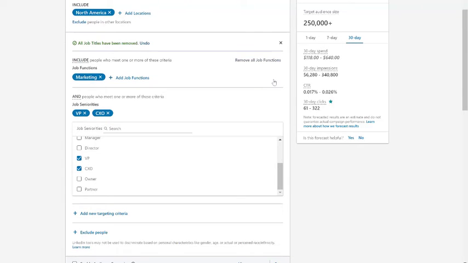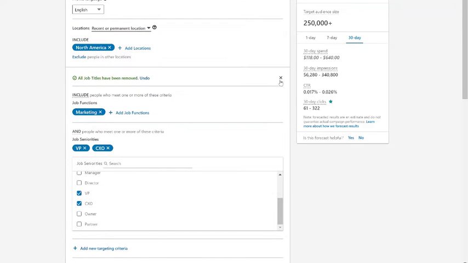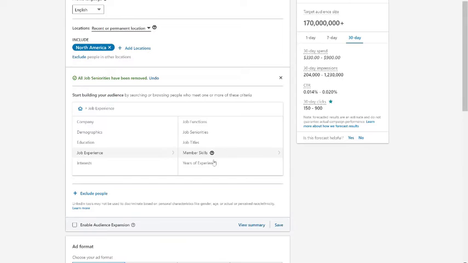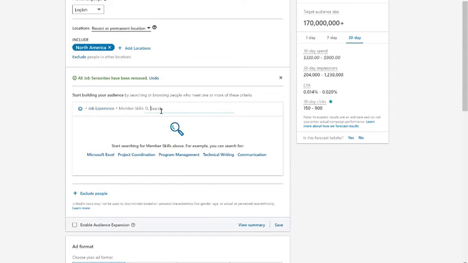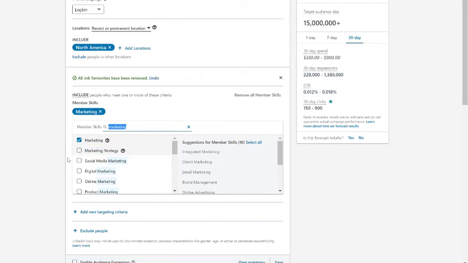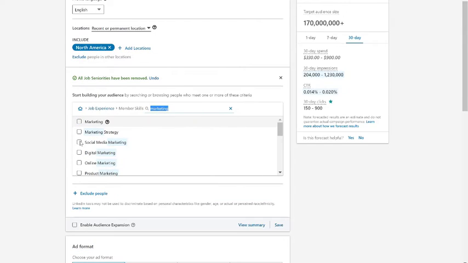All right, let's scrub that, and I'll show you how to create both skill and groups campaigns as well. And then we'll come here to audience attributes, job experience, member skills to start out with, and let's try for some marketing skills. Now, what I don't want you to do is just select something so broad as marketing, because sales folks can add that, students can add that, it's just too broad. If we select it, you can see immediately there are 15 million people.